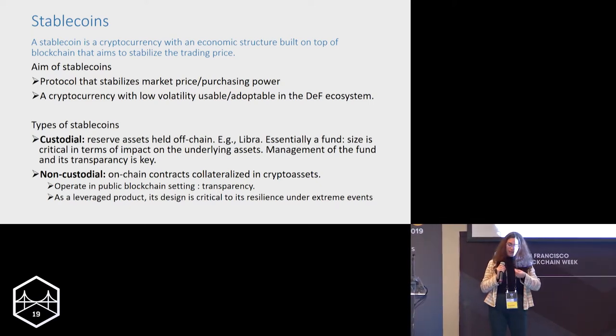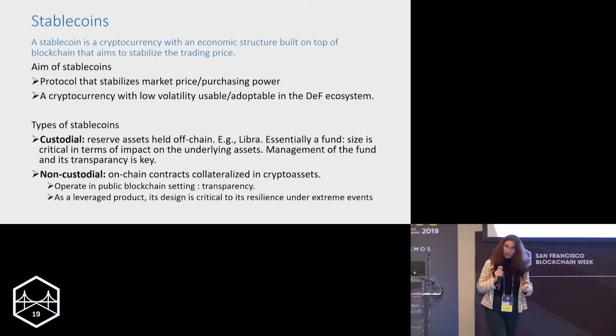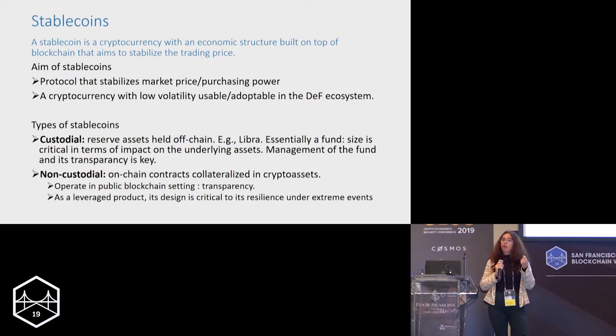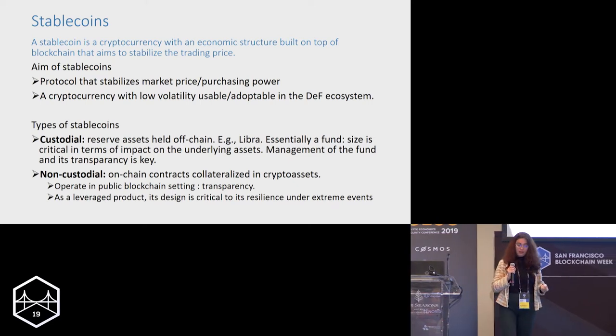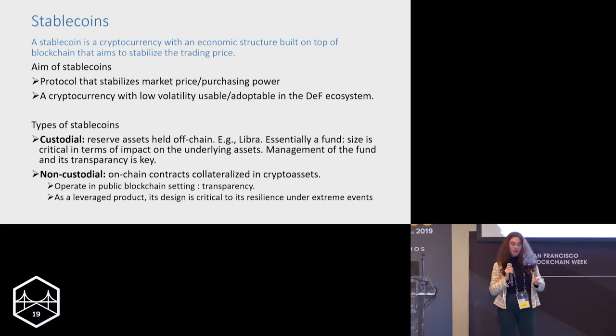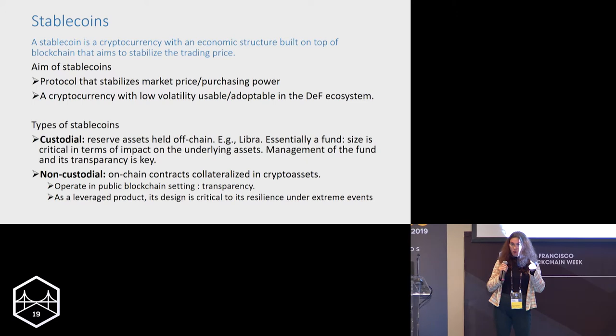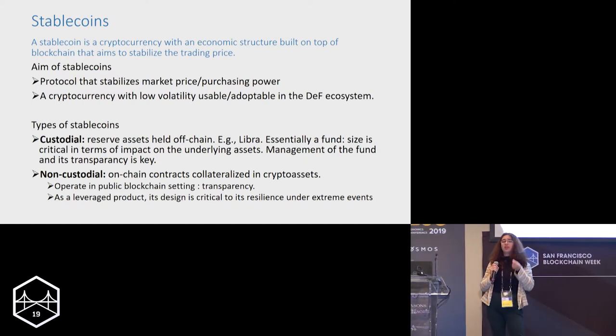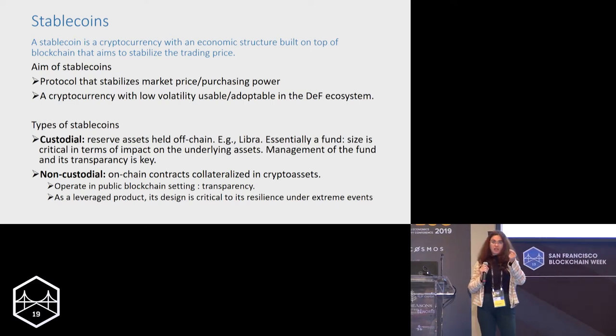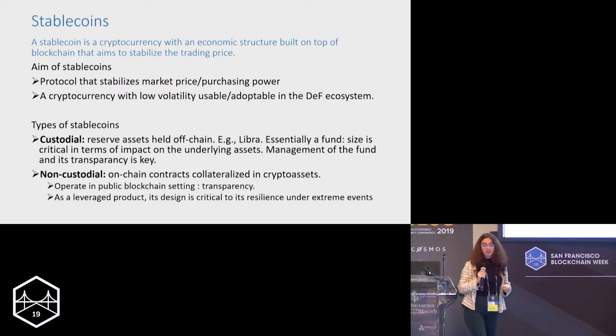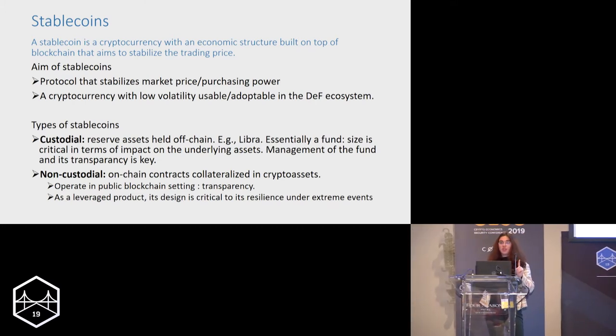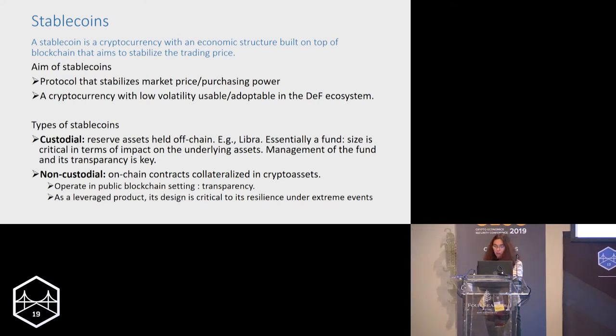You have the lack of counterparty risk because the assets that are collateralizing the non-custodial stablecoin are held on chain. So basically you have access to the collateral and agents in the system are all responsible for the risk management. But importantly, all agents in the system have transparency about what is going on in the system. And so this is a huge distinction between these new systems and the old ones.